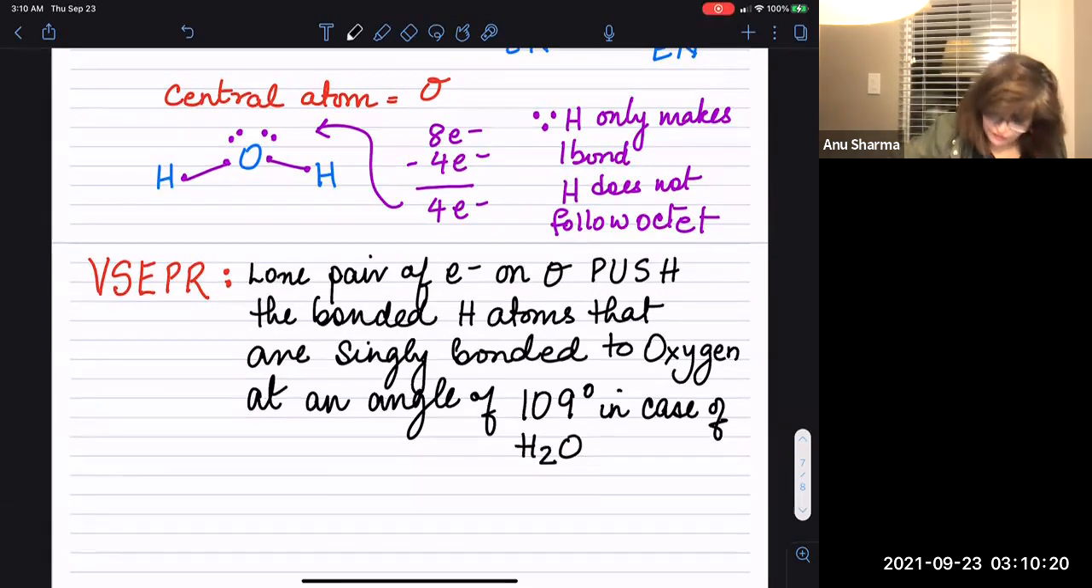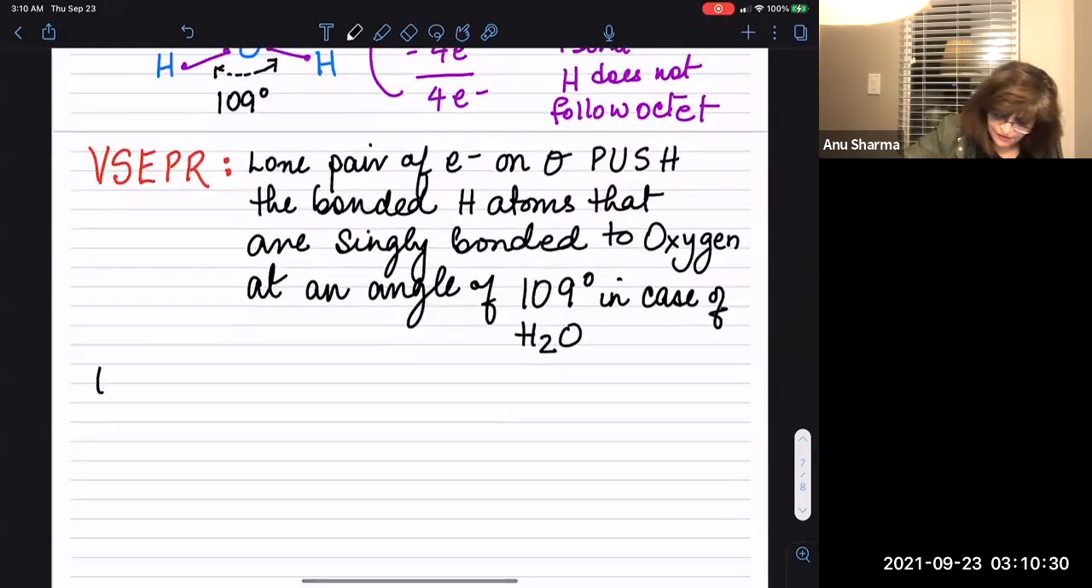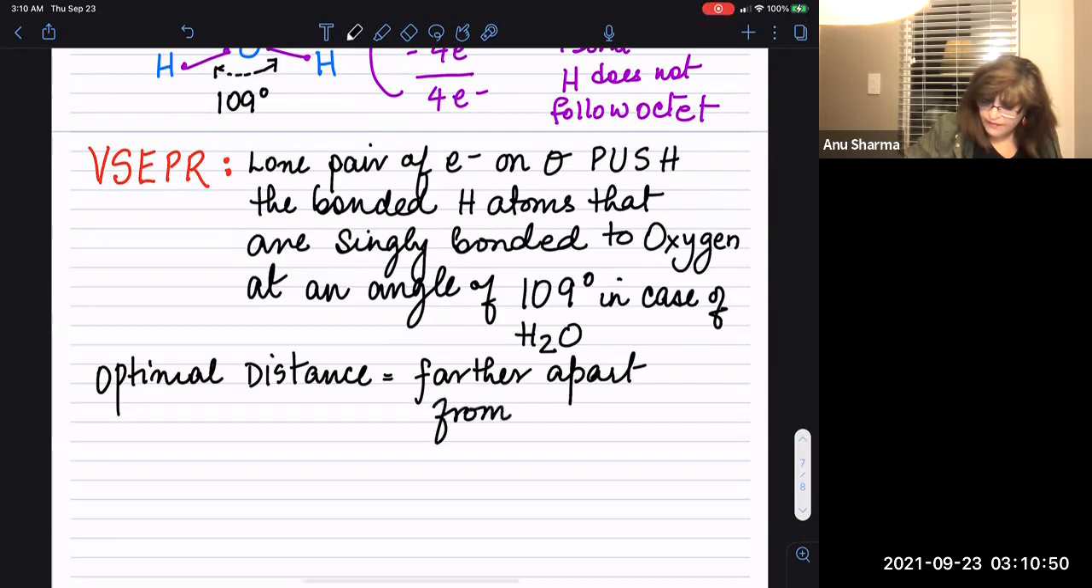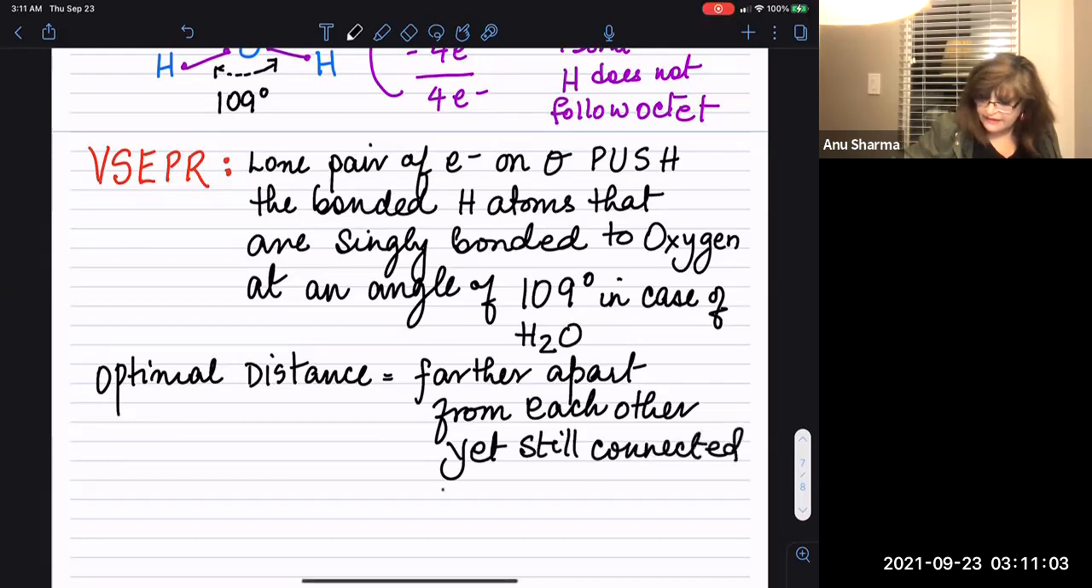Okay, so they push it. So this whole angle, and that between the lone pairs and all, is 109 degrees. So that's the optimal distance from each other. Optimal distance means when they are farther apart from each other, yet still connected to the central atom. The connection is still there.